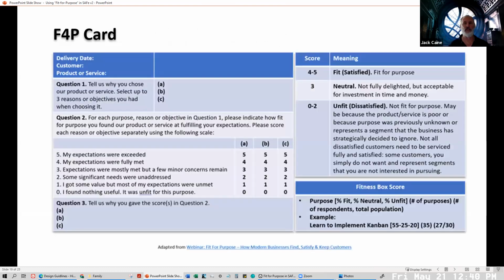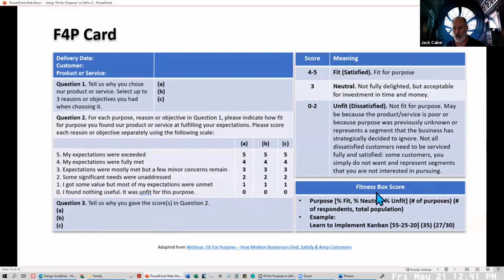So this is what the card looks like. And they, like I said, list A, B, and C. You just write in why you did it, and then for each one of those you rank it. You just give it a score, and then you say why. It's really, really quick. In fact, it can be done on an index card, printed out the size of an index card. So the scoring, 4 to 5, that means it's fit. 3, neutral. 0 to 2, unfit.